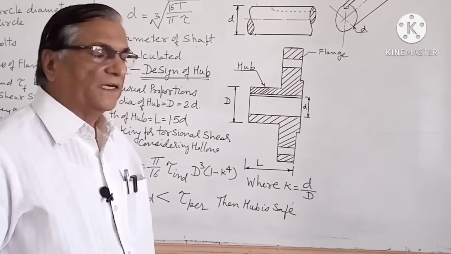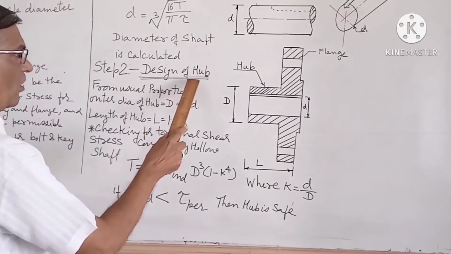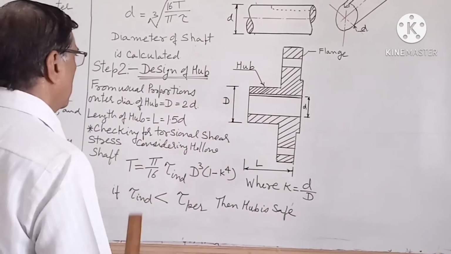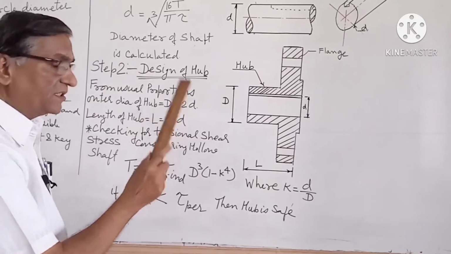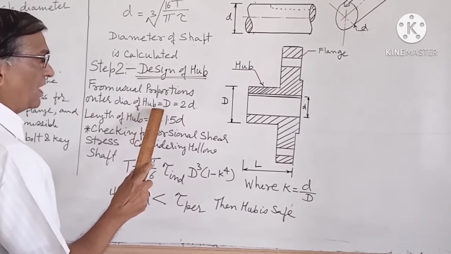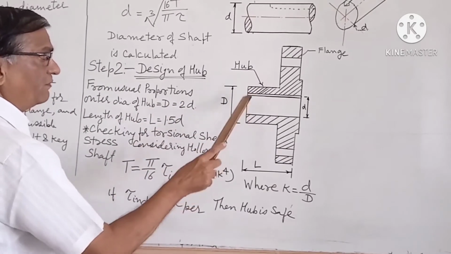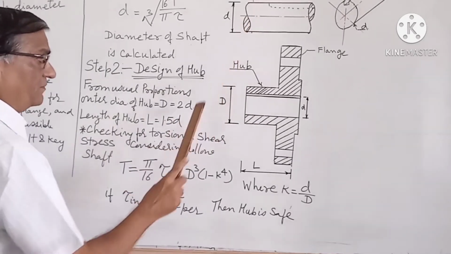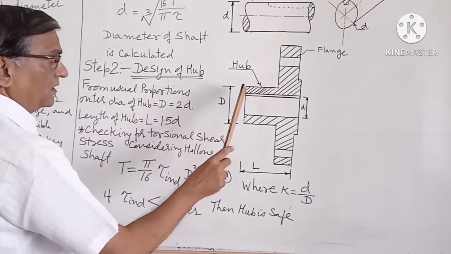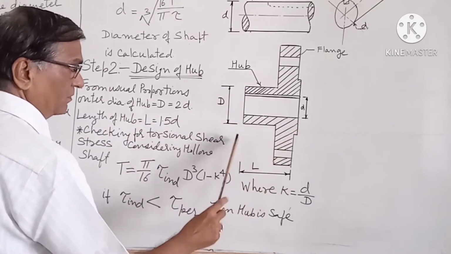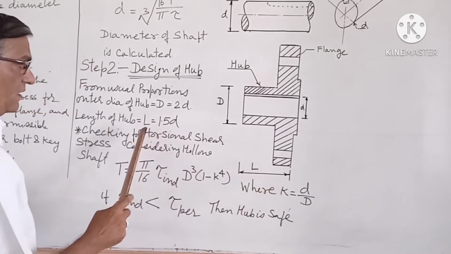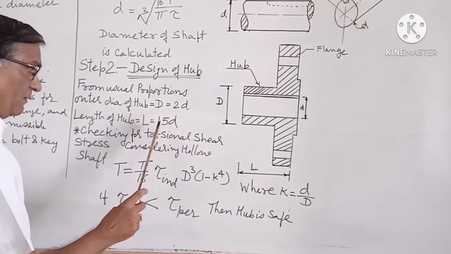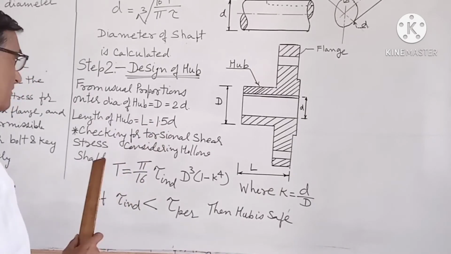Now step 2. Design of hub. This is the hub. From usual proportions, outer diameter of hub, capital D, is equal to twice the diameter of shaft. Length of the hub, this is total length of the hub, L is equal to 1.5 d.